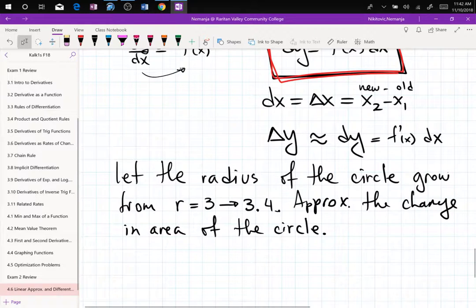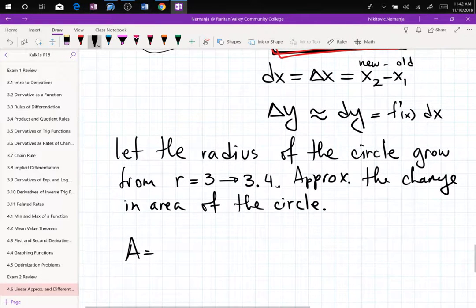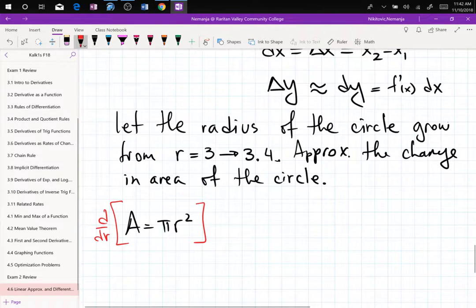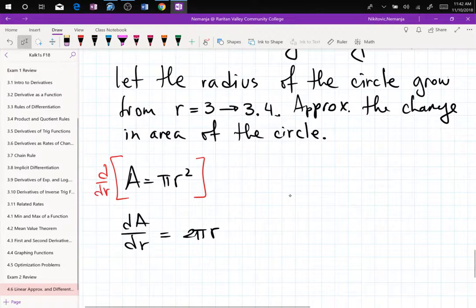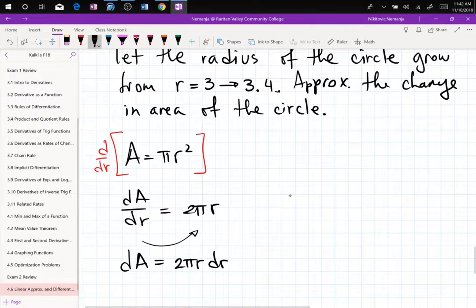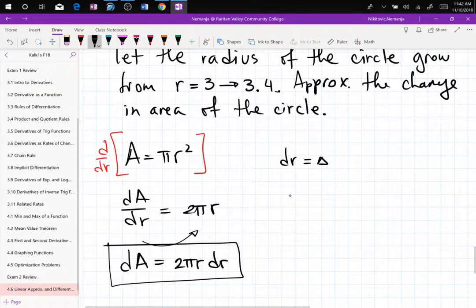So we will start with the area of the circle as pi r squared. And I'm going to differentiate this with respect to r, to get dA/dr as 2 pi r on the other end. And then I move dr to the other side to get my differential for this particular problem to be this. We can compute our dr, which is delta r, which is 3.4 new minus 3, which is old, which is 0.4. And we know that radius starts at 3. Plug in.